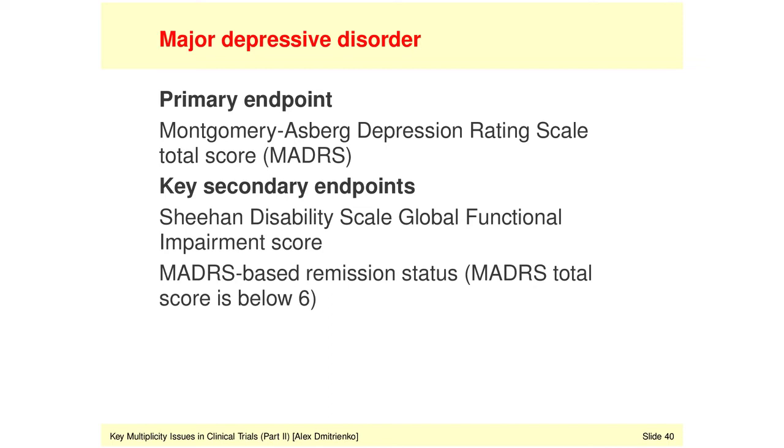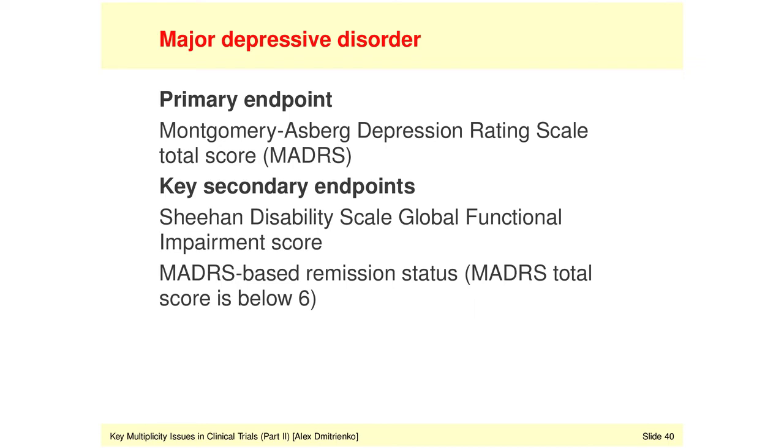The key secondary endpoints included a fairly large family of potentially supportive endpoints. Here on this slide, I would like to focus on the first two of those secondary endpoints. The first one is based on a certain functional impairment score, and the second secondary endpoint was essentially a simple transformation of the primary endpoint. It was known as the MADRS-based remission status, and patients were classified as being in remission if their MADRS total score was below 6.